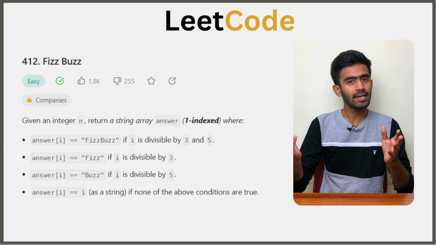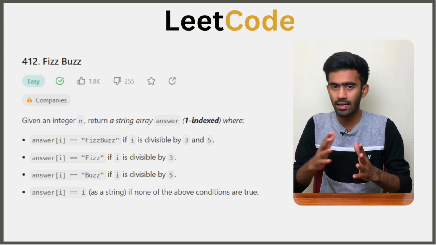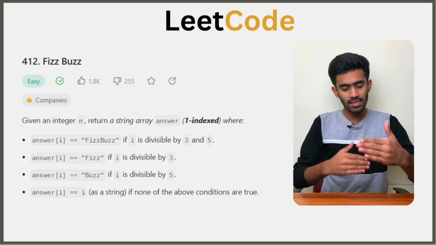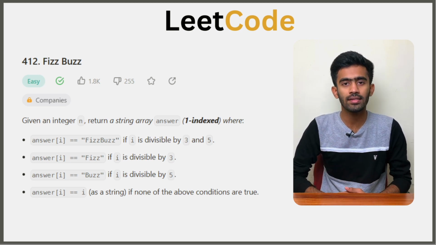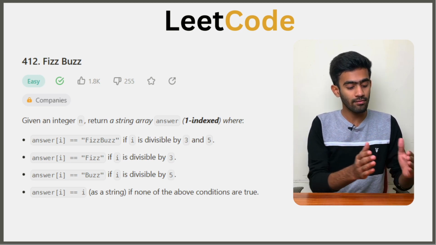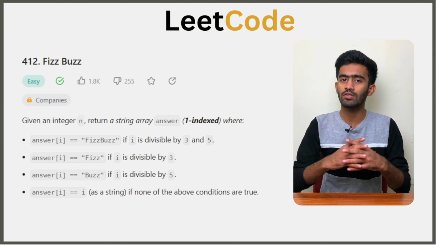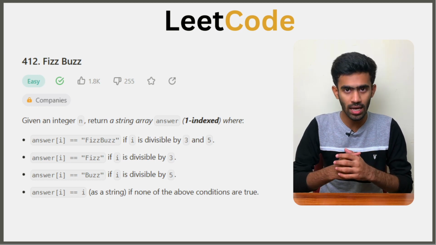Creating a string array would be a very easy job, and that would be our resultant answer. And we have to follow the conditions that are given below: answer of i equals FizzBuzz and all those 4 conditions. We convert this given integer n into that string array based on these 4 conditions. So what are those conditions and how are we going to do that?